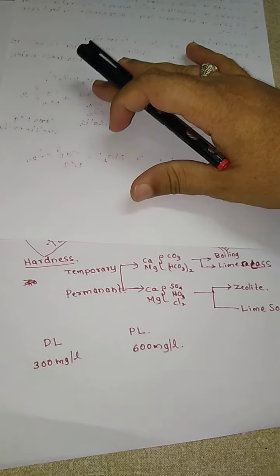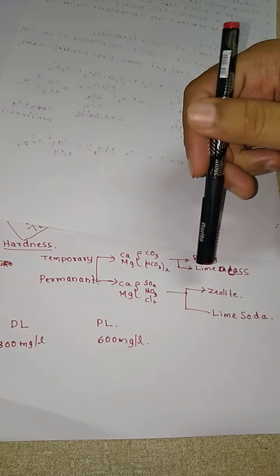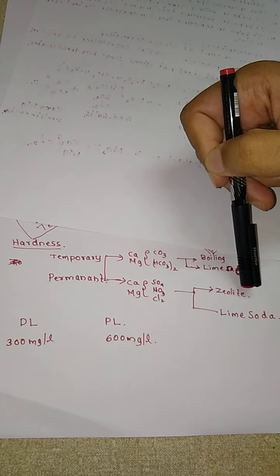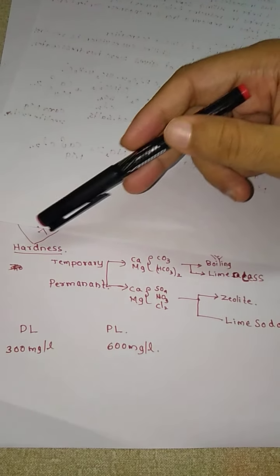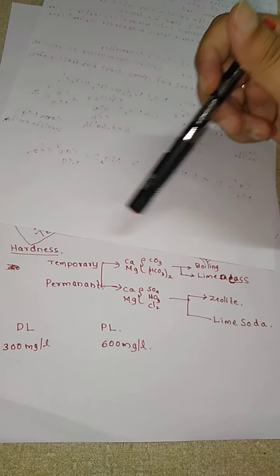How can temporary hardness be removed? It can be removed by boiling and by using slaked lime, and permanent hardness can be removed by the zeolite process and the lime soda process. We have discussed this in detail.